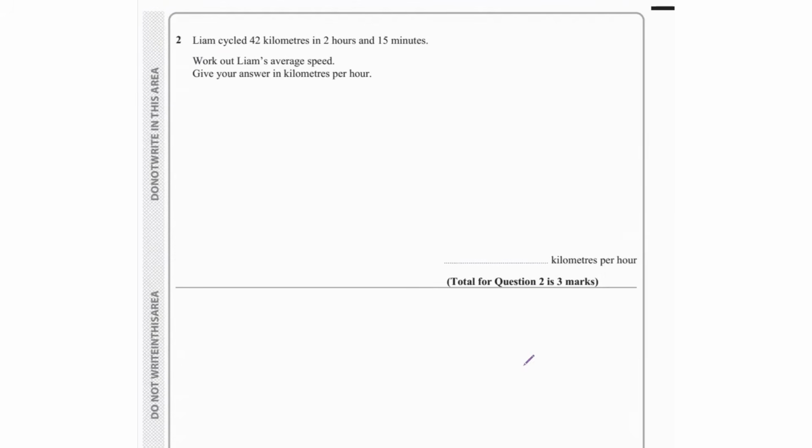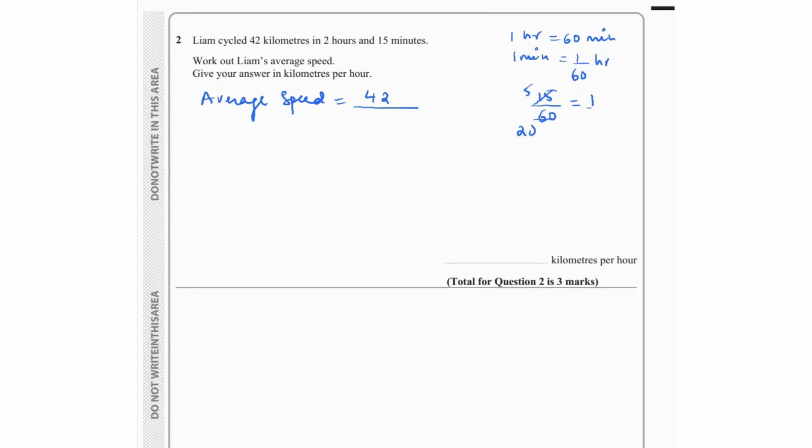Then it says Liam cycled 42 kilometers in 2 hours and 15 minutes. Work out Liam's average speed, giving your answer in kilometers per hour. So average speed is basically distance divided by time. Distance is 42, and the time is 2 hours 15 minutes. So let's convert the 15 minutes into hours first. 1 hour is 60 minutes, so 1 minute is going to be 1/60th of an hour. So 15 out of 60, which simplifies to 1/4. So it's 2 whole number 1/4.